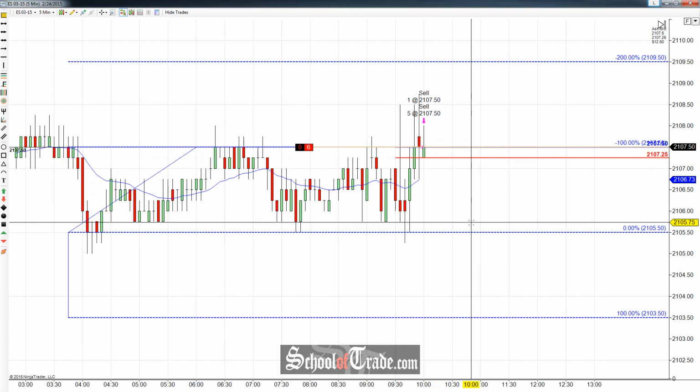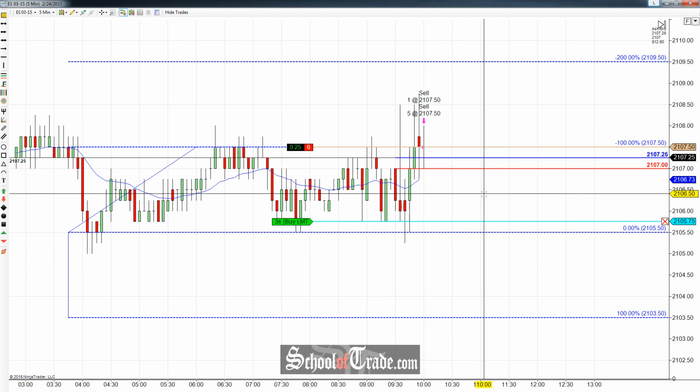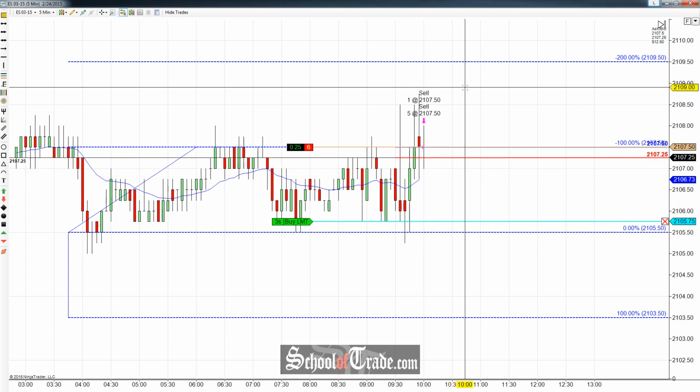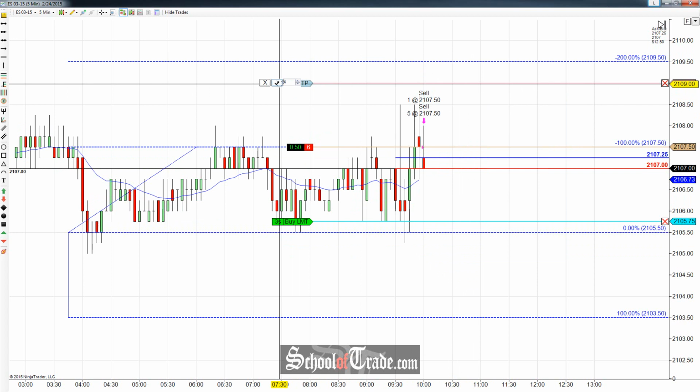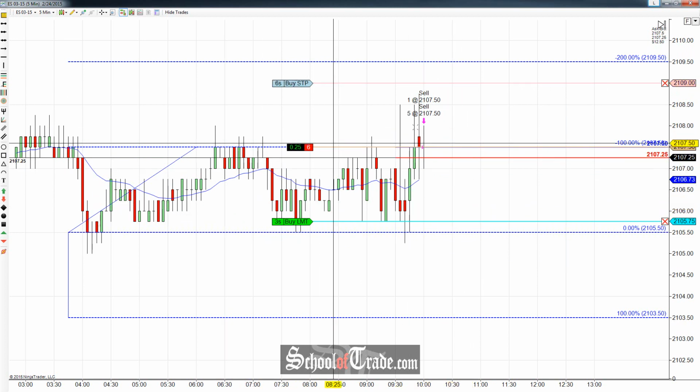Now we don't want to put our target right on the lows, so let's go to 2105.75. And we're going to take off half of the position there, 3 contracts. Let's get the stop in place as well, just above the highs there. We'll go up 6. Now we're short 6 contracts just because it's the ES.